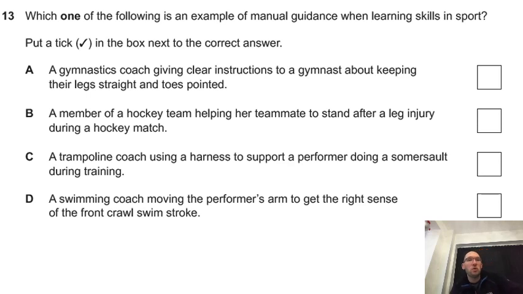13 is a multiple choice. Which one of the following is an example of manual guidance when learning a skill in sports? So the answer is D, and it says most candidates scored the mark for this multiple choice question, correctly identifying the example of manual guidance.